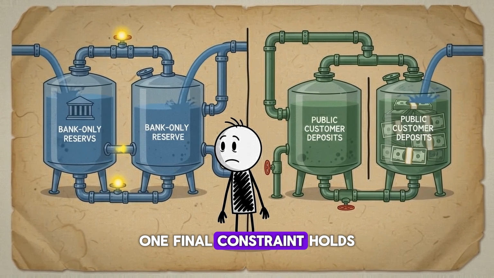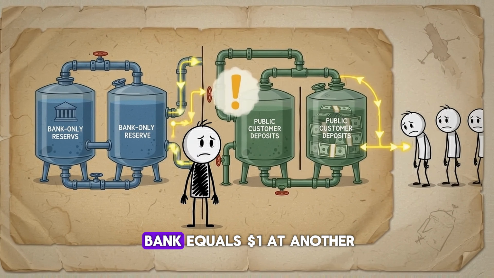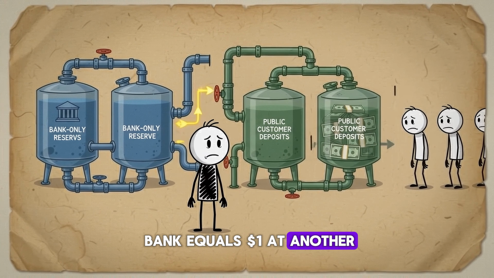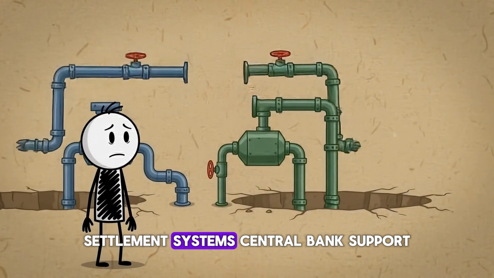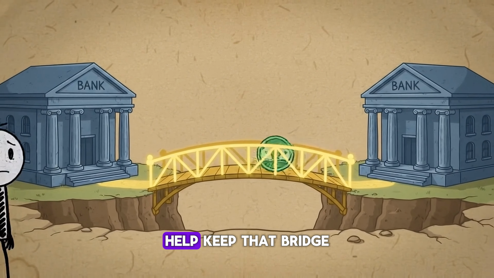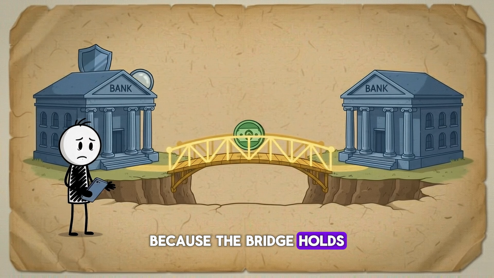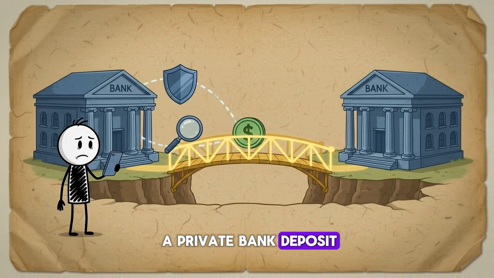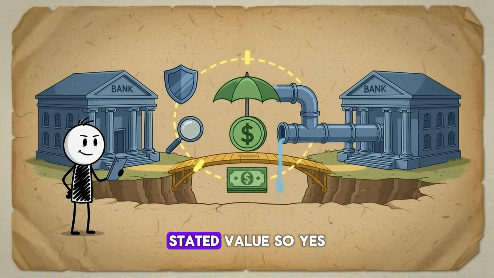One final constraint holds everything together. Trust that $1 at one bank equals $1 at another. Supervision, capital rules, settlement systems, central bank support, and deposit protection help keep that bridge open during financial stress. Because the bridge holds, a private bank deposit can cross the economy and remain exchangeable at its full stated value.